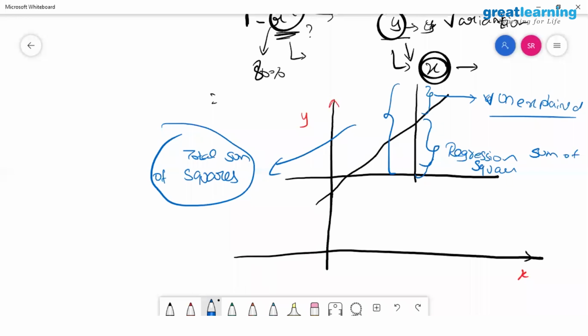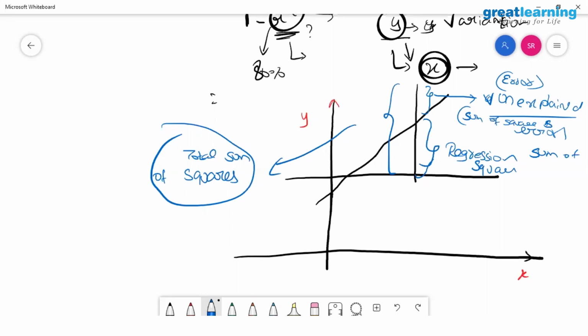What do you call the unexplained variance in the total regression, the total sum of squares? Sum of squared error. We call it error. Perfect. The error is nothing but the sum of squared error. Yes, sum of squared error is correct.